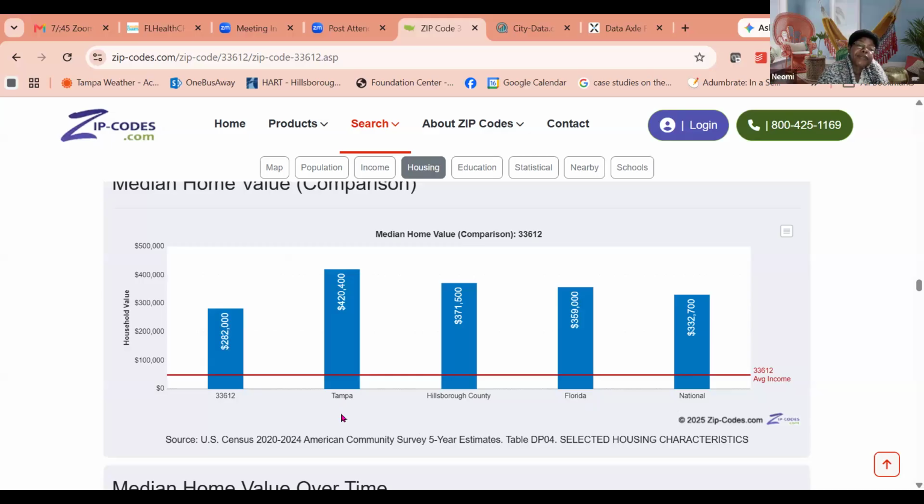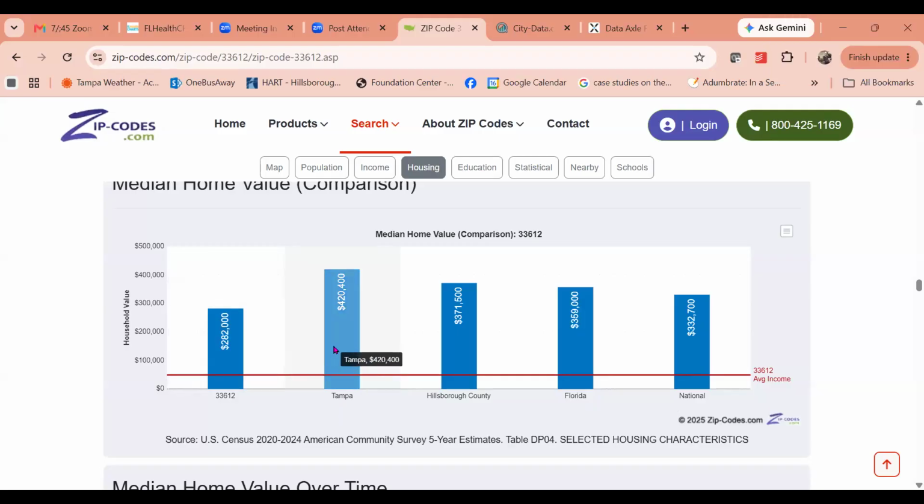I live in the poorest neighborhood. No, we know that Tampa is the highest. To buy a house in Tampa is the highest in the nation.